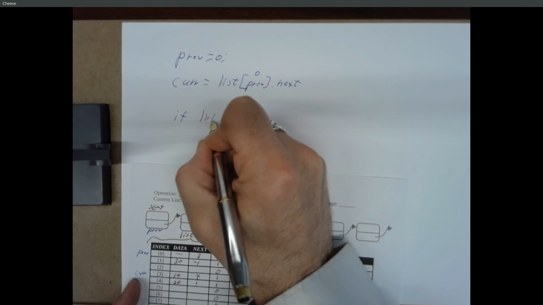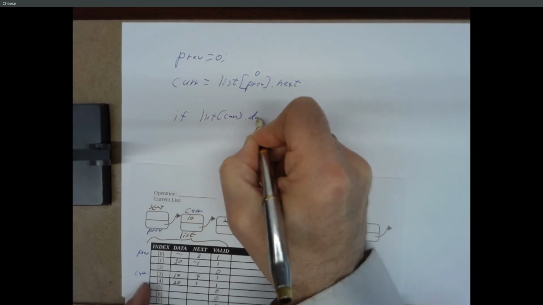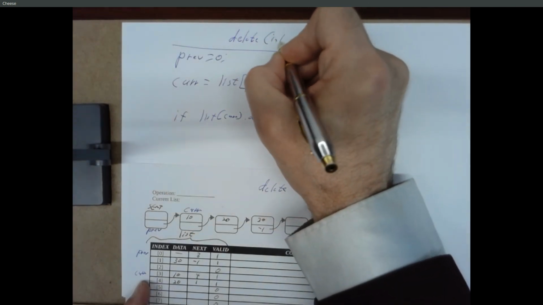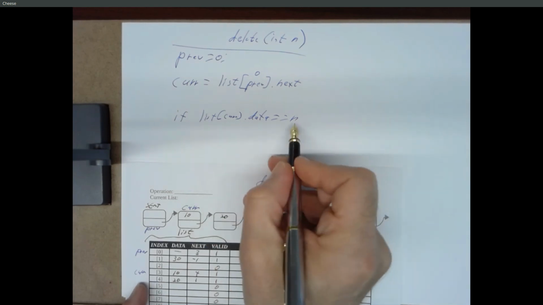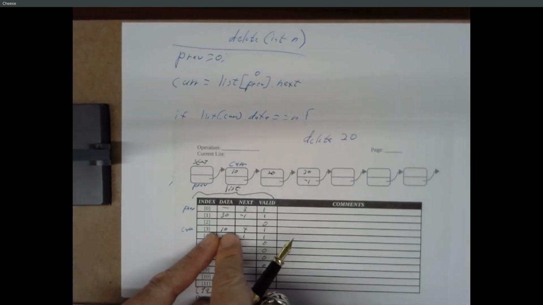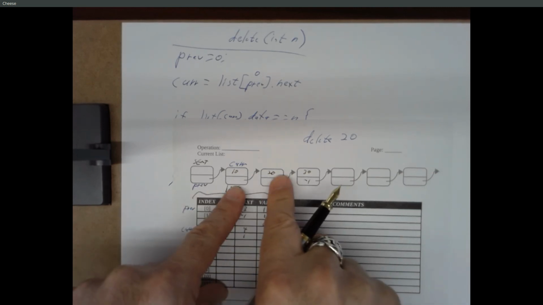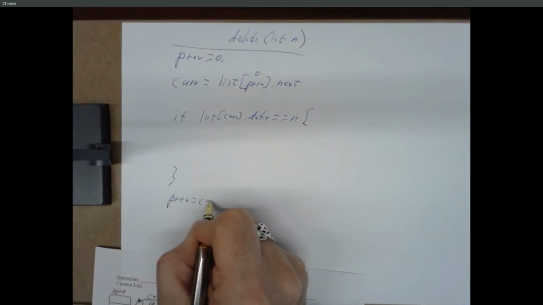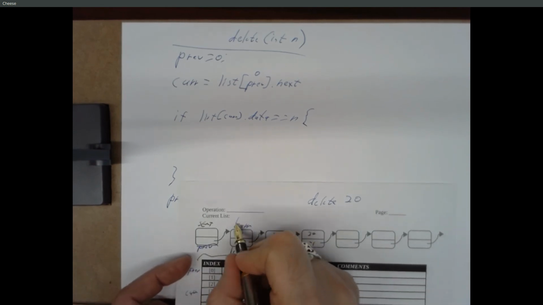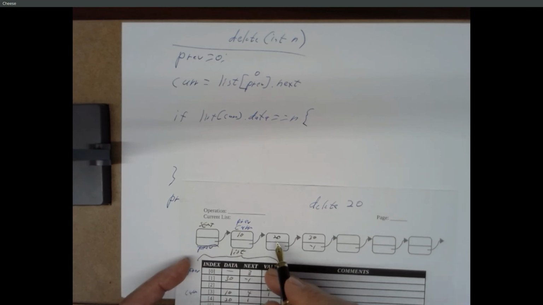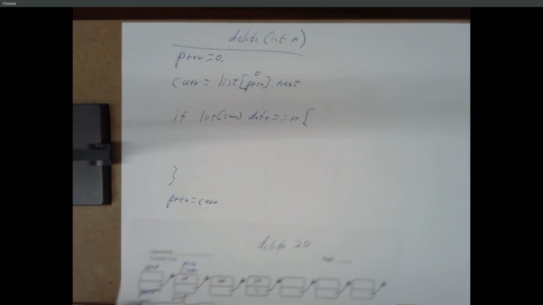Okay, if list bracket current dot data equals n, so this is delete n. If the current node's data is equal to n, then we want to delete it. Well, the current node's data is equal to 10, that's not where we want to delete. So we're not going to delete the 10 node. What we want to do is move current and previous down. Okay, so we could do the following. Set previous to be equal to current, and then set current equal to list current dot next. Or in this case, list previous dot next.